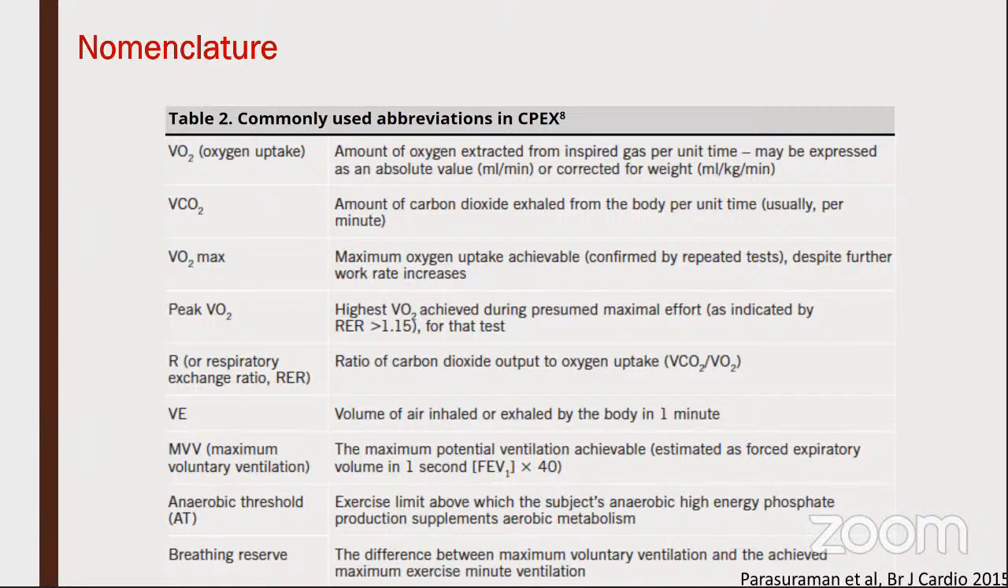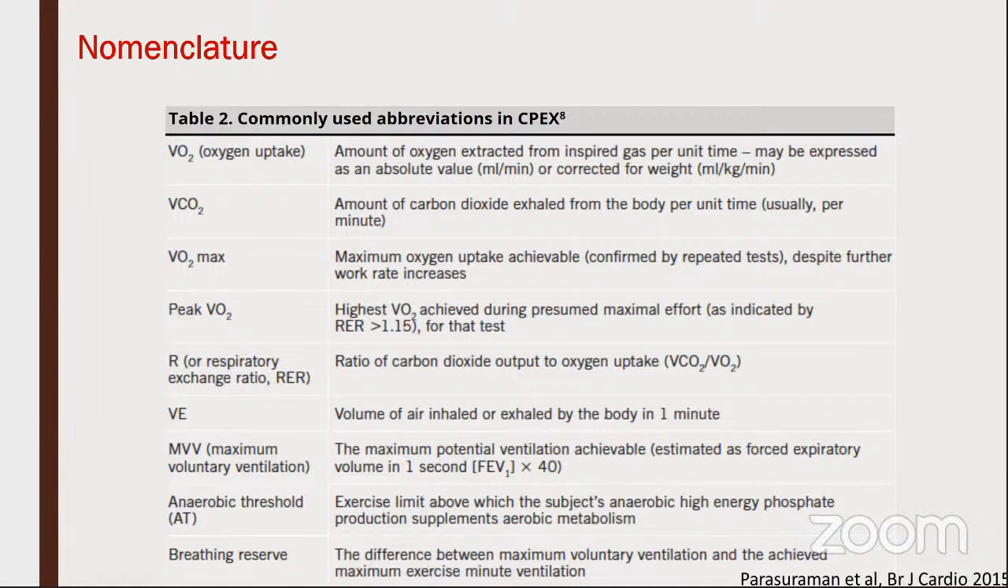Yeah. So, good. The next parameter is minute ventilation, the VE, which is basically the amount of air which is ventilated in a minute, and usually we take the maximum minute ventilation at the end of the exercise.